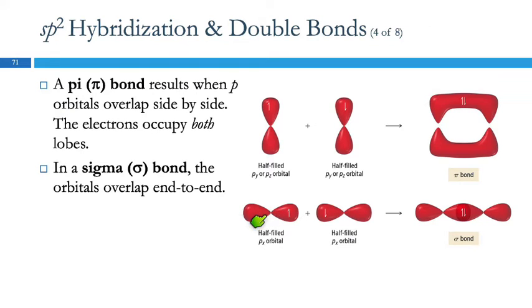Here, if we have a p orbital overlapping end to end with another p orbital, this forms a sigma bond. On the end, it looks like a tube. This is a sigma bond because it's end to end. And the pi bond is always between unhybridized p orbitals. It's always going to be 2 p orbitals that make a pi bond. Okay?